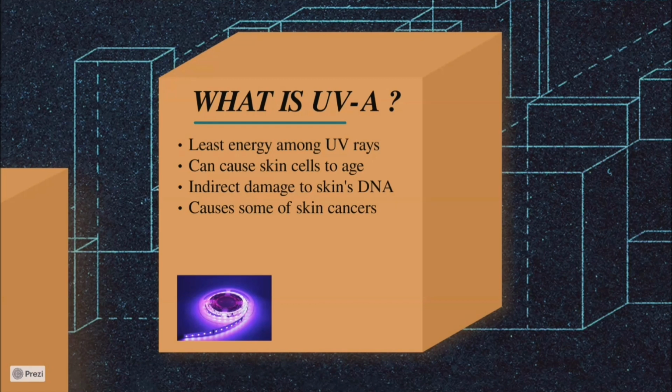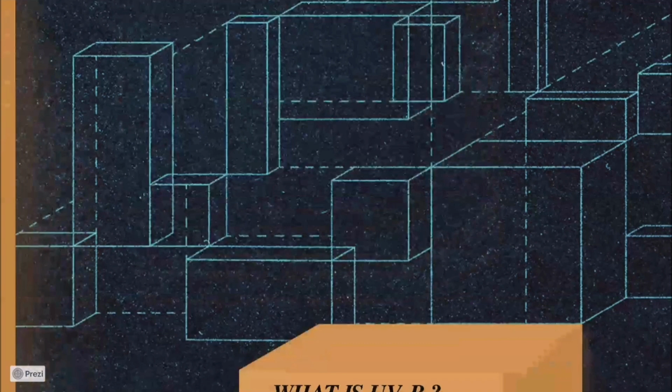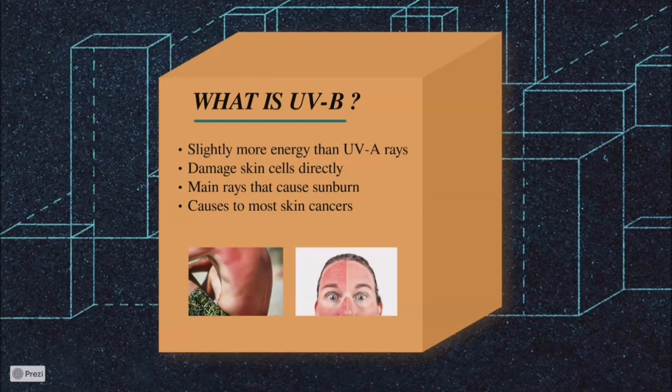UVA rays are mainly linked to long-term skin damage such as wrinkles, but they are also thought to play a role in some skin cancers. In the second place is UVB rays that have slightly more energy than UVA rays. They can damage the DNA in skin cells directly and are the main rays that can cause sunburn. They are also thought to cause most skin cancers.